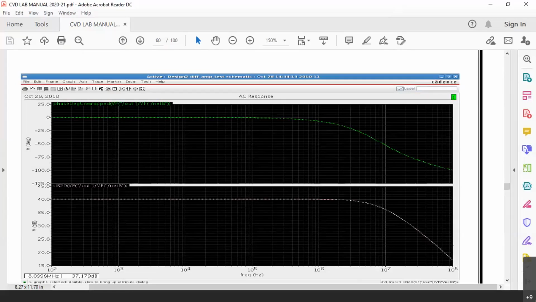You can extend this 10 power 8 to 10 power 10 also, 10 power 12 also, while performing the simulation of this experiment. And you can actually measure the gain margin and phase margin also. Those students who are interested in understanding all these basics, you can actually verify all these things.